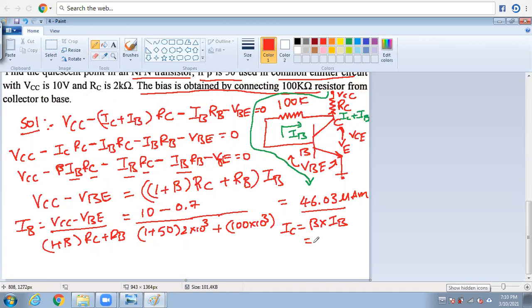Once you know the IB value, you can easily find IC equal to beta into IB. Now final ICQ equal to 2.3 milliamperes. Once you go with the calculations, it will be very easy.